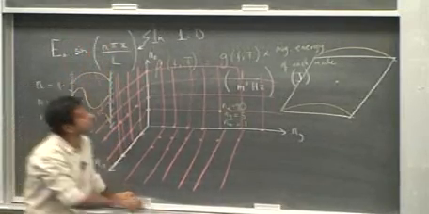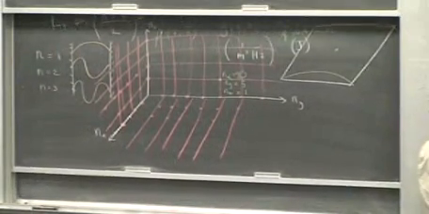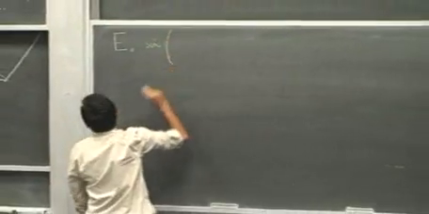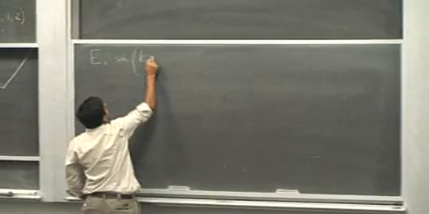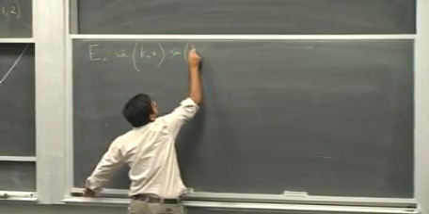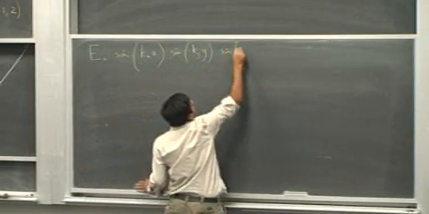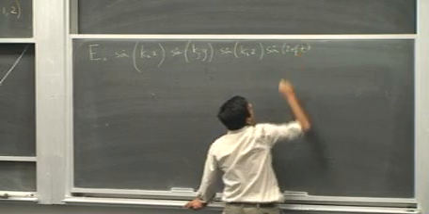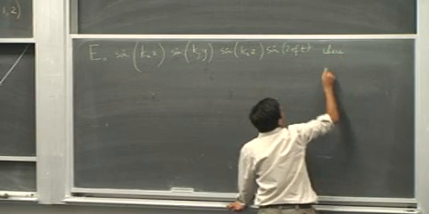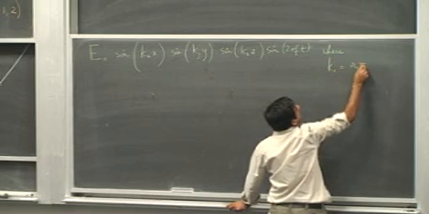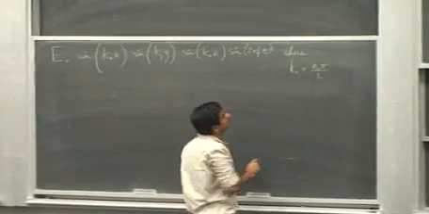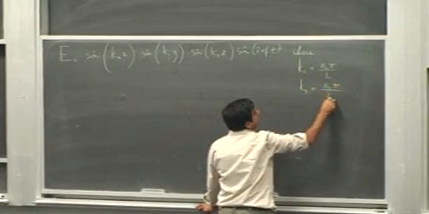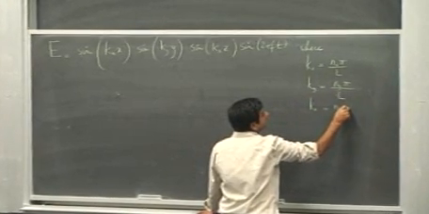This equation that I've written above can also be written in this form: E naught sin(kx x) sin(ky y) sin(kz z) sin(2 pi f t), where kx is nx pi over L, ky is ny pi over L, and kz is nz pi over L.